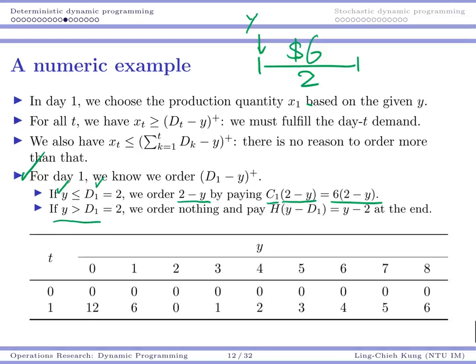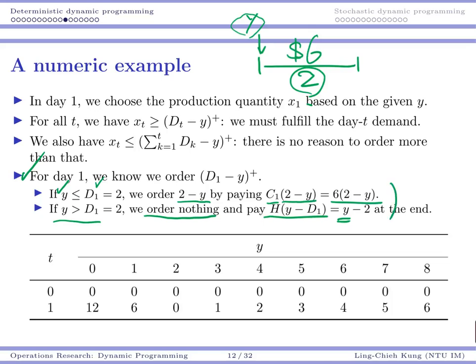The second case is that initially I have too many. I just need to consume 2 units, but maybe initially I have 5 units, 6 units, whatever. Then I'm going to order nothing because I already have too much. And unfortunately, I need to pay something at the end. I only need 2 units, but initially I have too many, so at the end I have Y minus 2. And Y minus 2 is going to be my cost for this second case.